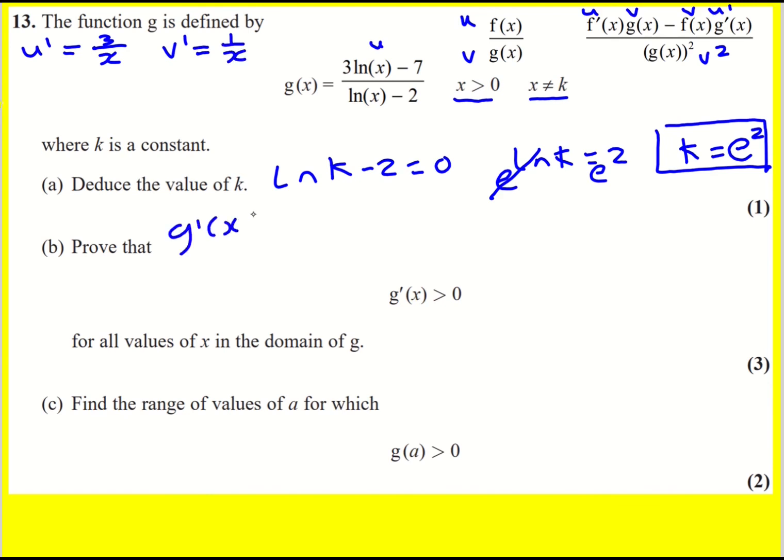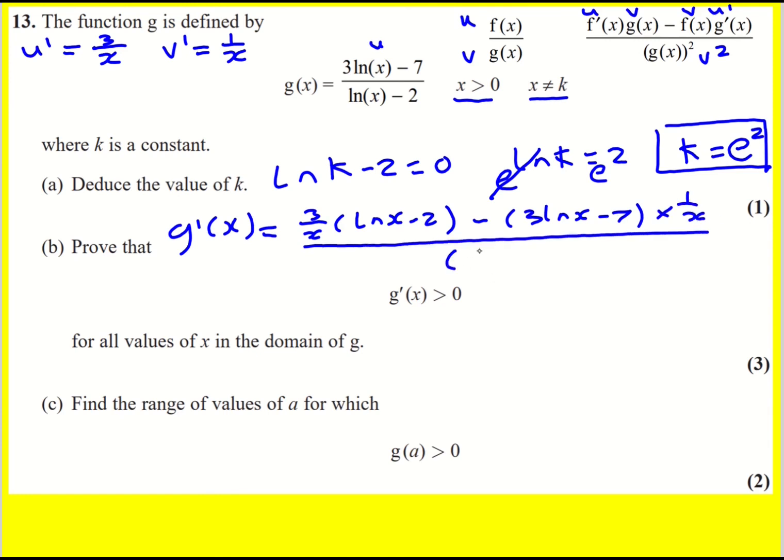So g dash x. Forget the f's and g's in the formula. I've changed them all to u's and v's. So I'll get u dash, which is my 3 over x, times v, which is ln x minus 2, minus 3 ln x minus 7, which is u, times my v dash, which is 1 over x, all over v squared, which is ln x minus 2, all squared.